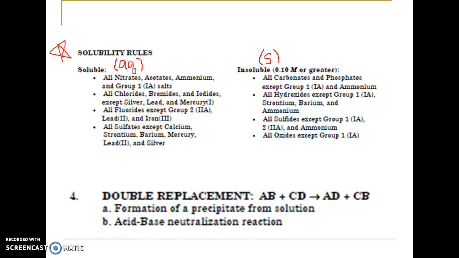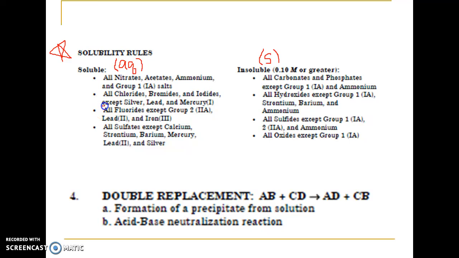I'm not a big fan of how these are worded in your reference table, but we're going to try to get through it the best that we can, which is why I said have your reference table right next to you while you're watching this video and while we are practicing our double replacement reactions. Okay, so keep this next to you. That way, when we are answering those questions, you can just refer to it.